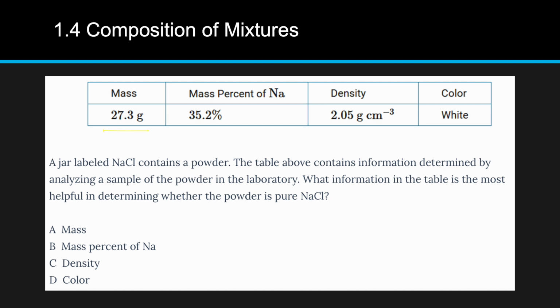So the answer here would be the mass percent of sodium, because with that information, we can go ahead and convert using stoichiometry to make sure that it is the correct composition in sodium chloride and match it up to see if it's pure.